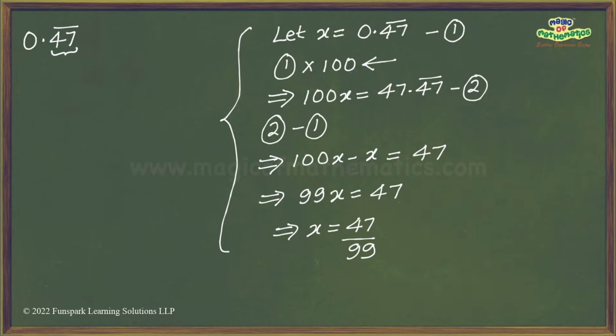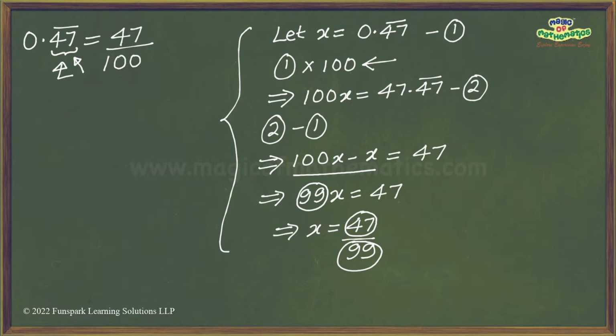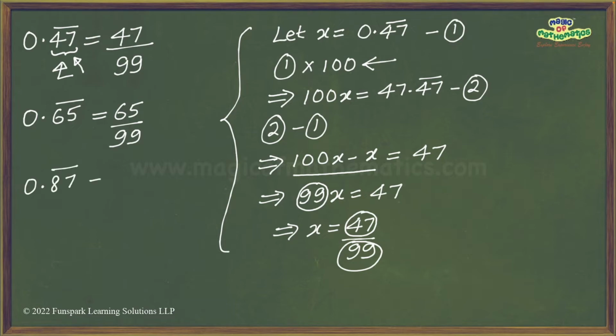Now if you look at the final answer, we can see that here also the numerator consists of the digits in the repeating sequence, and the denominator is the coefficient of 100x minus x, that is 99, which means 0.47 recurring would be the digits in the recurring sequence, that is 47 over 1 less than 100, that is 99. We can generalize to say that 0.65 recurring would be 65 over 99, 0.87 recurring would be 87 over 99, and so on.